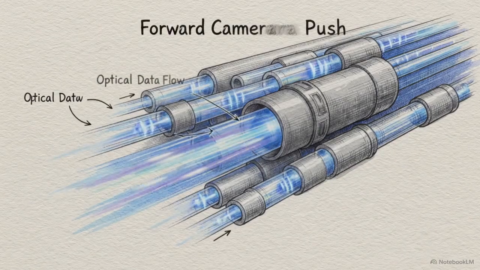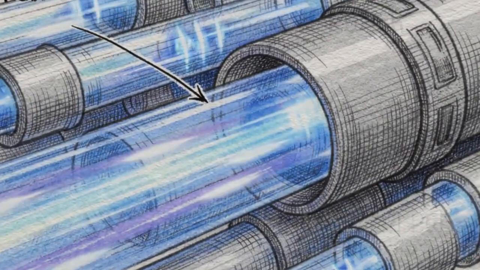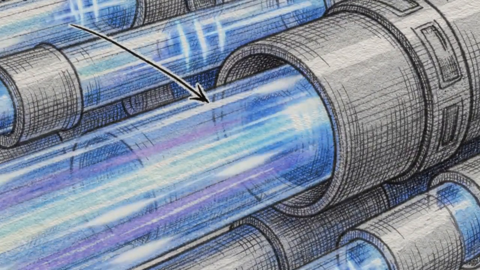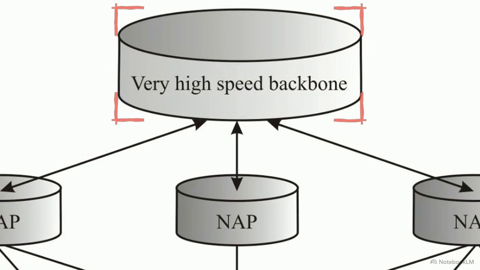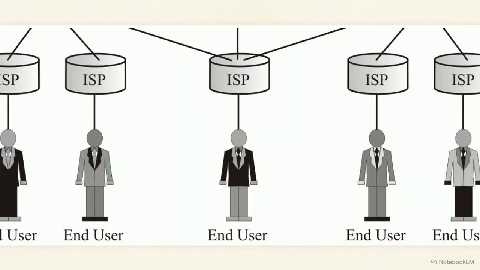Every second, petabytes of data traverse the globe, moving as light pulses through a massive, interconnected physical architecture. This diagram shows the top tier of that physical hierarchy. At the center is an extremely high-speed backbone, which pushes massive amounts of data out to regional distribution hubs known as Network Access Providers, or NAPs. Below the NAPs, this diagram illustrates how the network steps down into local internet service providers, branching out further through local lines until it reaches the modems of individual end users.